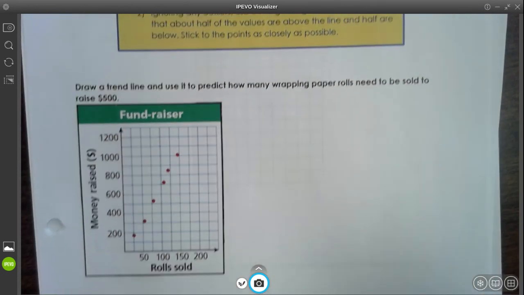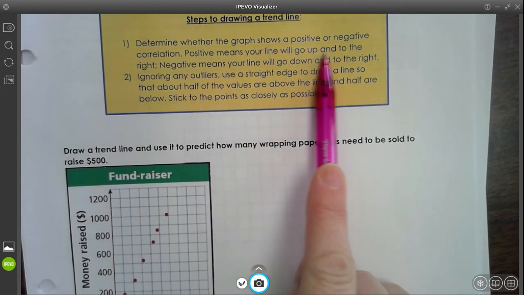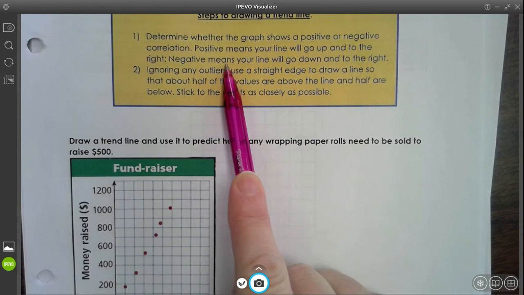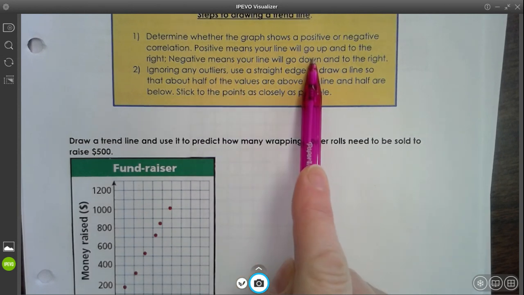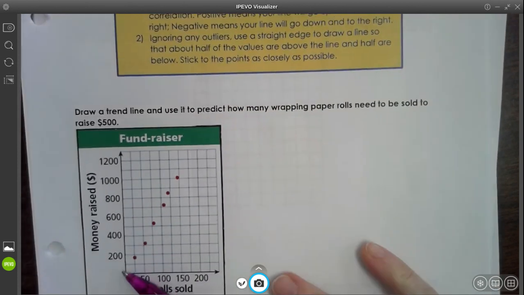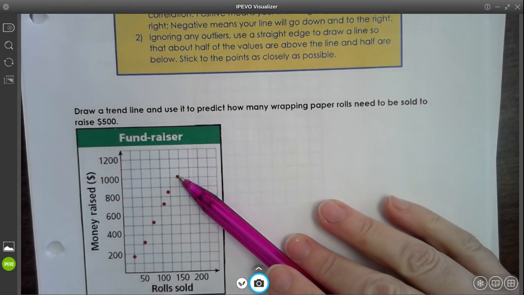It's going up to the right. So that means my line is going to go up and to the right also. A negative correlation would mean our line would go down to the right, okay? So after that, we've determined with this one that it's going to go up and to the right.